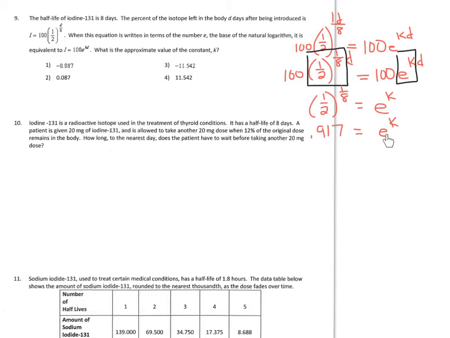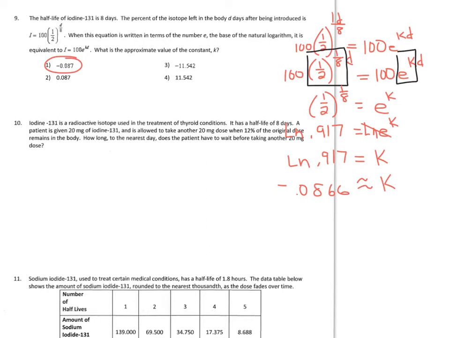Now, when we have an e, if we want to get rid of an e, what we do is we put an ln in front of both sides of the equation. So I'm going to put an ln in front of both sides of the equation. That'll leave me with ln of this decimal, which is the approximation of 1/2 to the 1/8 power, equals, and we know these cancel, k. So now all I have to do is plug in my calculator ln of answer, because I have that entire answer in my calculator. So when I plug in ln of answer, it tells me that k is approximately negative 0.0866. So that is going to be answer choice 1.